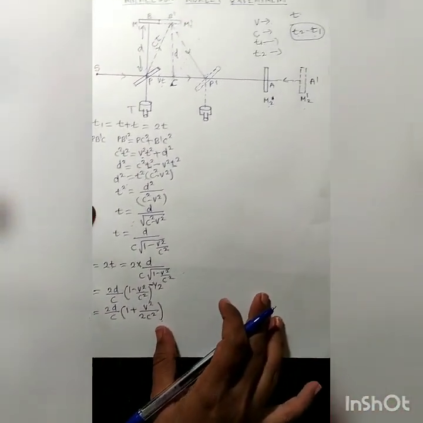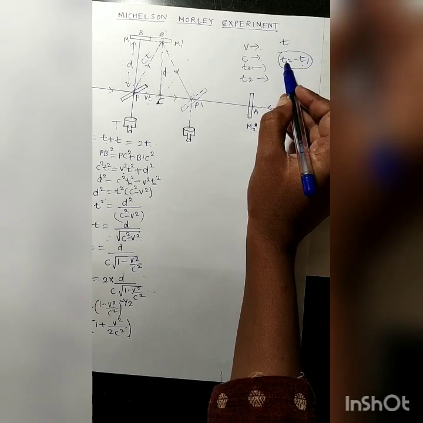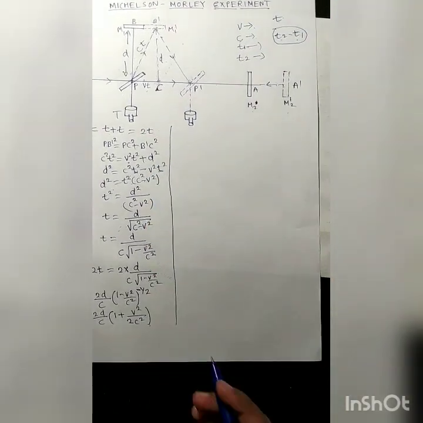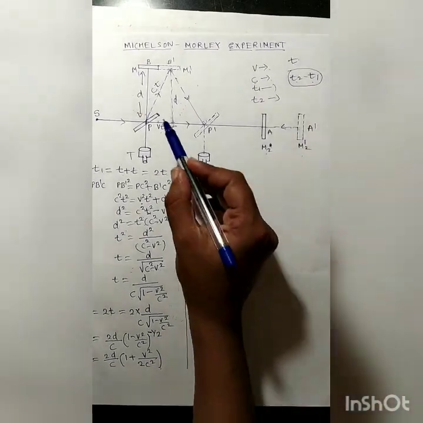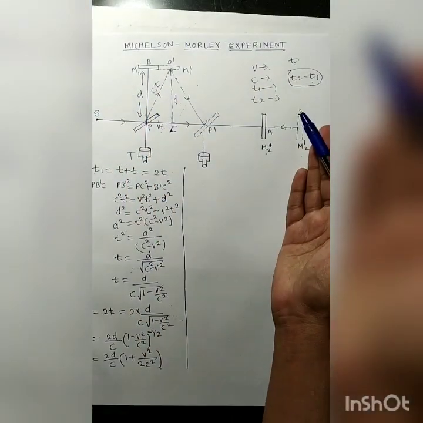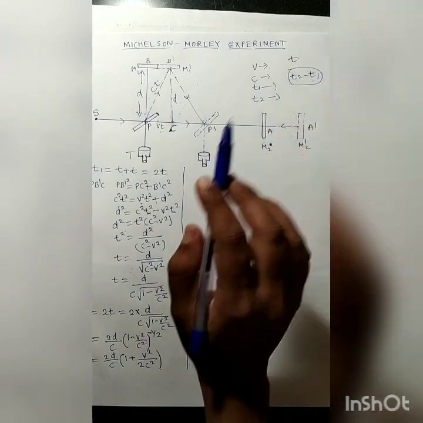So T1 is calculated. Now what to calculate? T2 we are going to calculate. So the same thing we will do for the T2 calculation. T2 means, as I already said, the time taken by the transmitted ray. When the light ray transmits and comes back, it takes a certain time, and that is T2.